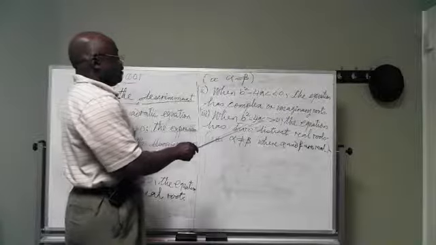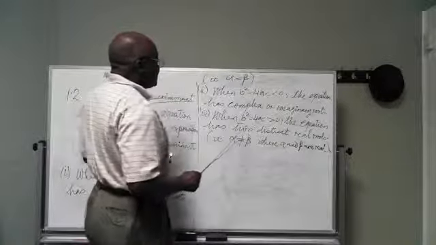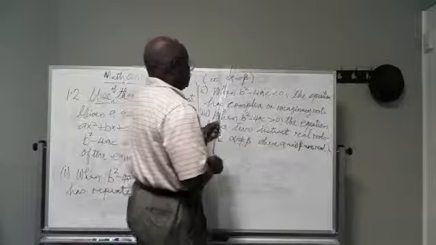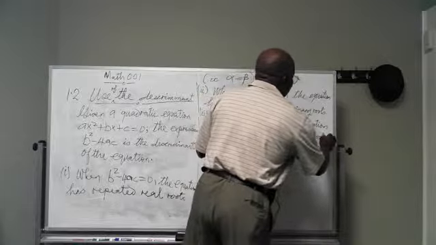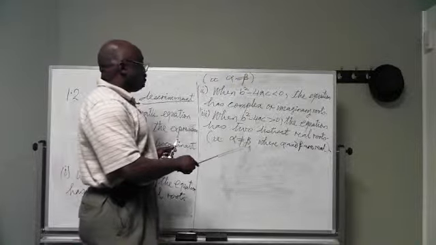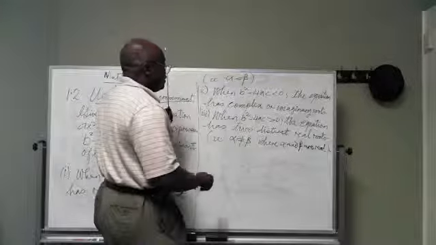When b squared minus 4ac is greater than 0, the equation has two distinct real roots. That is, alpha is different from beta, where alpha and beta are real numbers.